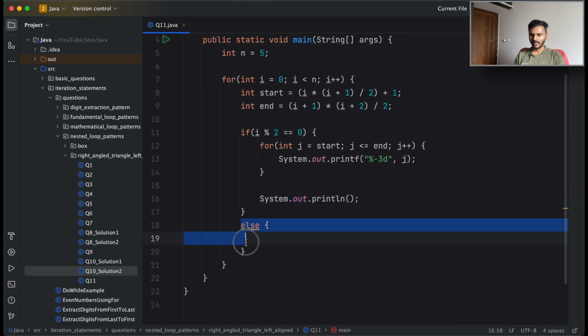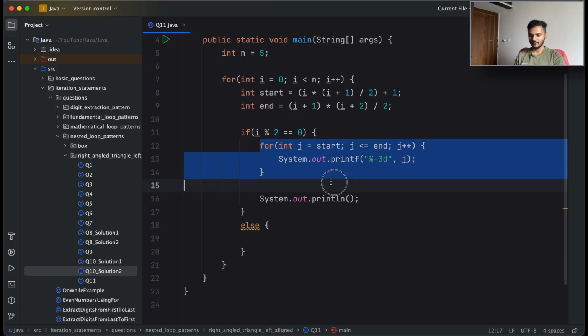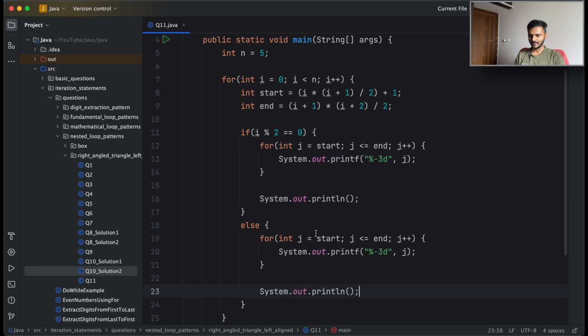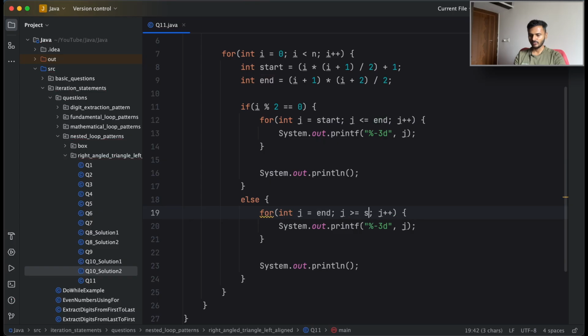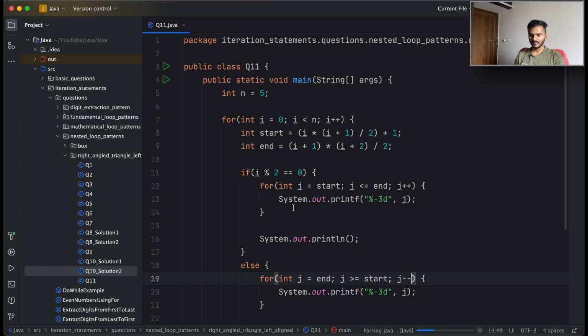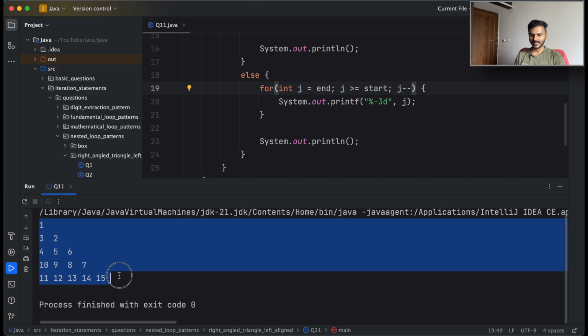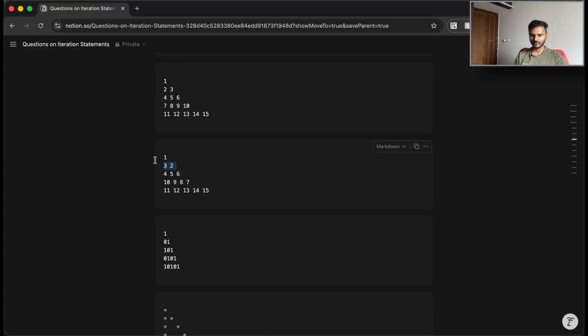But if i is an odd number, we'll have to start from end and go all the way up to start, right? So let's grab this, paste here, and change this to start from end and go all the way up to start with a decrement of 1, right? So with just this change, if I run the code, we will get the output that we expected, which is 1, then 3, 2, then 4, 5, 6, then 10, 9, 8, 7, and then 11 to 15, which is what we wanted to print, right?